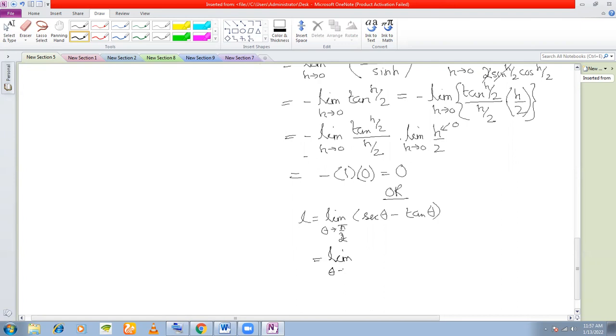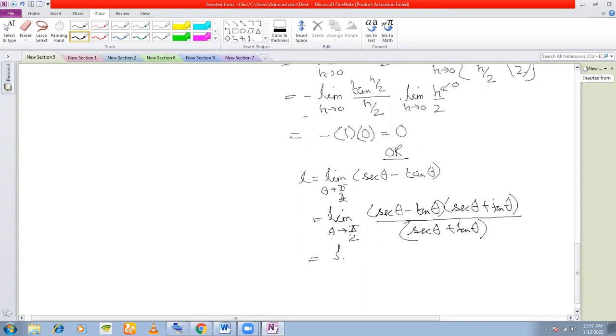That is, I write this as limit theta tends to pi by 2. I multiply the numerator and denominator by sec theta plus tan theta. I can write this way without changing the variable. I'm working with theta only here because I see sec theta minus tan theta, and I know at the back of my mind that sec square theta minus tan square theta is 1. So in the numerator I'm getting sec square theta minus tan square theta, divided by sec theta plus tan theta.